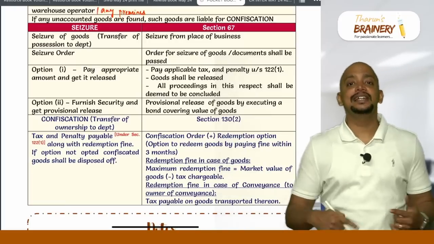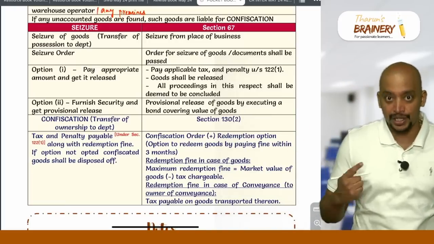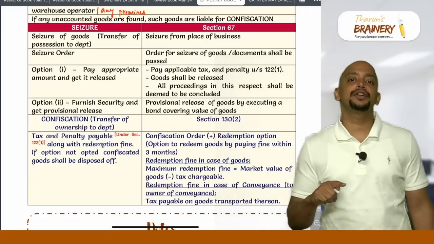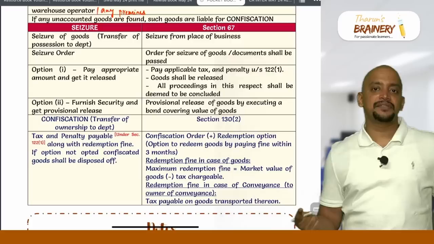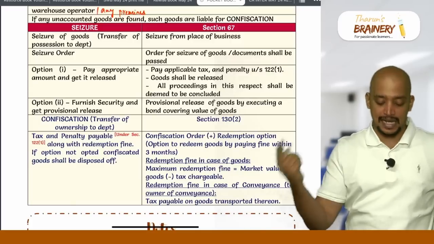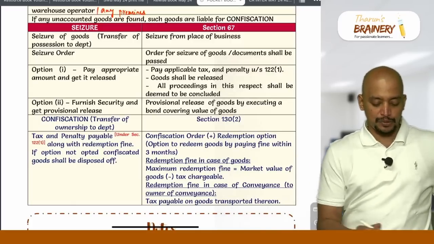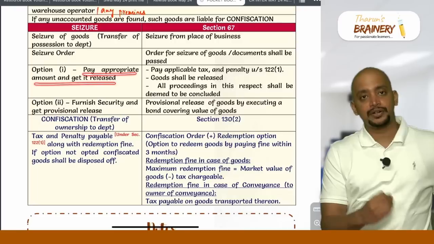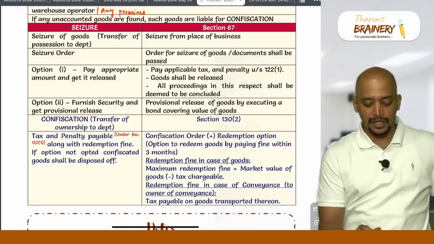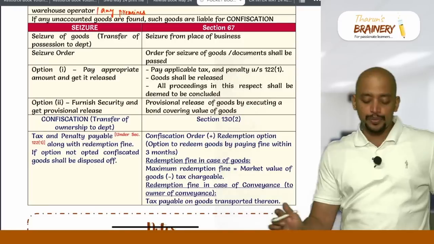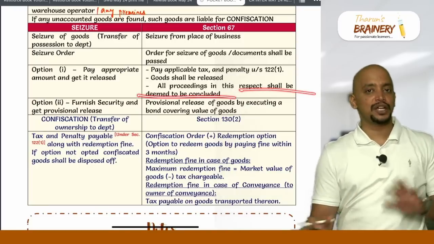Whenever a person is dealing in goods liable for confiscation, he needs to pay penalty under 122 subsection 1, and that penalty will be 100% of the tax evaded or 10,000, whichever is higher. So pay the appropriate amount and get it released, that is, pay applicable tax and penalty under 122 subsection 1. Goods shall be released and all proceedings in this respect shall be deemed to be concluded.